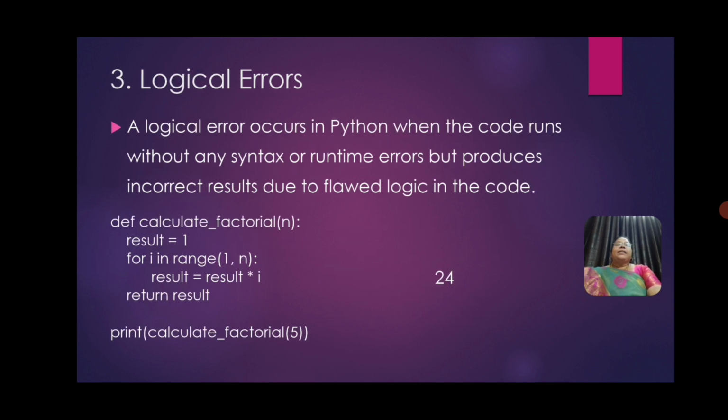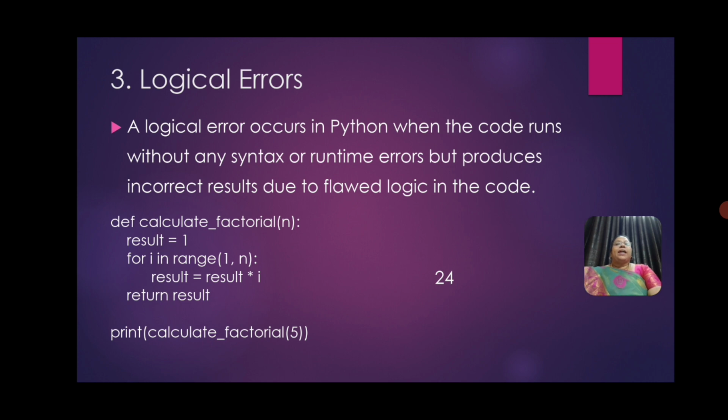The third category of error is logical errors. A logical error occurs in Python when the code runs without any syntax or runtime errors but produces an incorrect result due to flawed logic in the code.